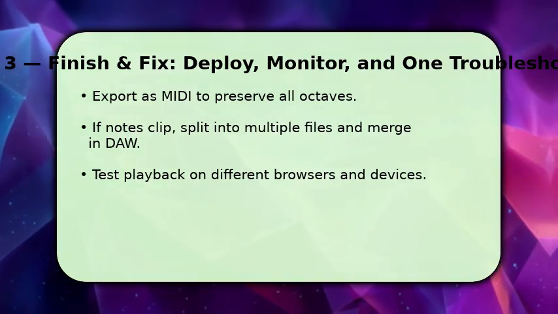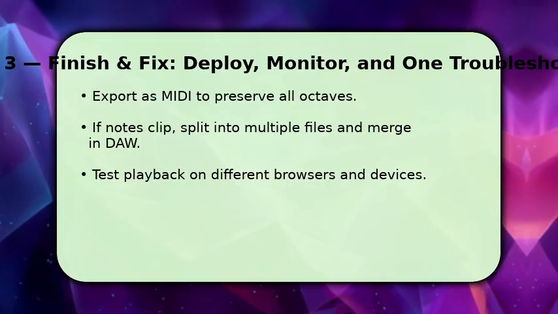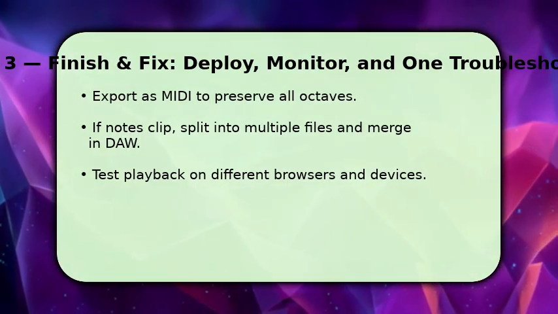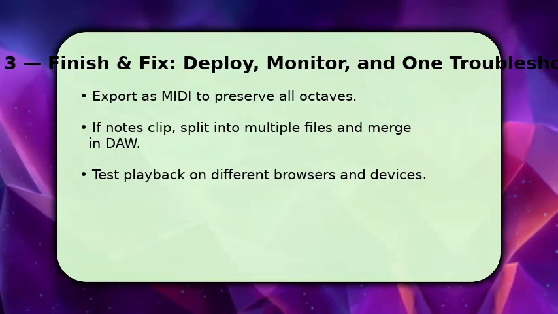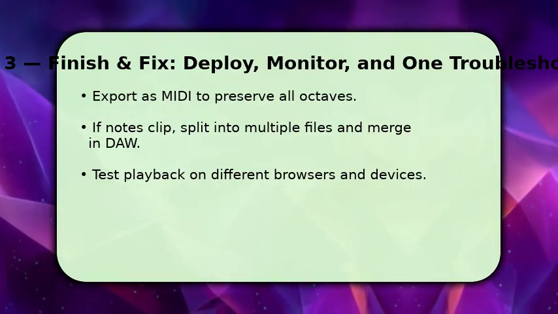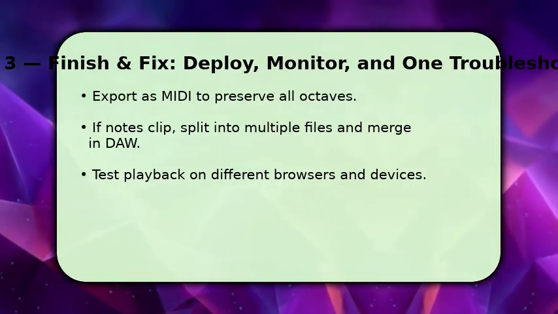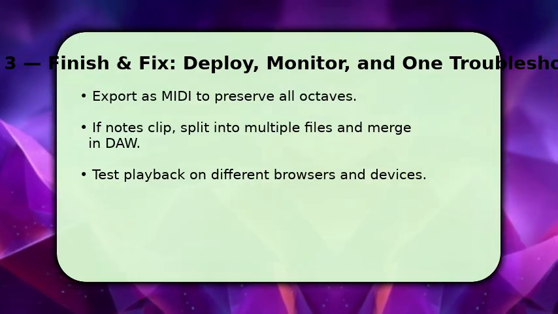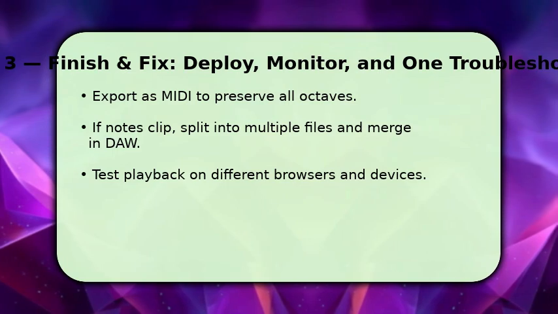Once exported, import the MIDI into a DAW if you need a single continuous piano roll. There you can consolidate tracks and ensure true 8-octave playback. If playback sounds clipped, split the MIDI into segments and reassign octaves in the DAW, then merge. One key troubleshooting tip: if notes still drop, test on another browser or device to rule out Chrome playback limits.